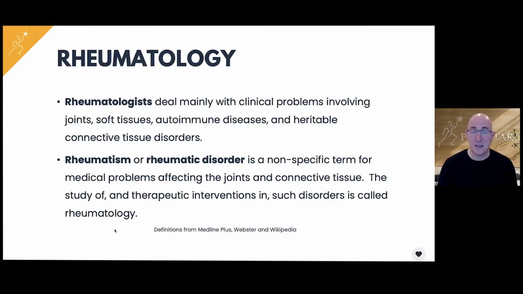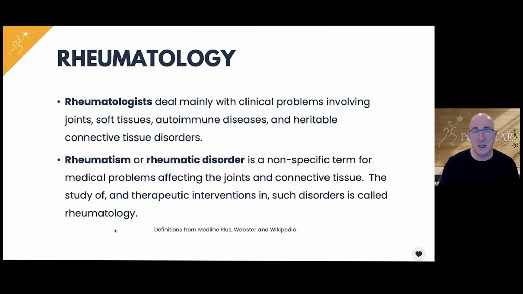Rheumatoid arthritis is an example of that. So is lupus, so is psoriatic arthritis, so is multiple sclerosis. These are all autoimmune diseases. And when we talk about the word rheumatism, this is an old word used historically. We often refer to them now as rheumatic disorders, a non-specific term for medical problems that affect joints and connective tissue. So you might hear somebody say that they were diagnosed with a rheumatic disorder, but they don't know what it is yet.